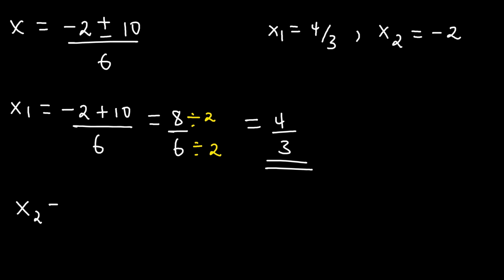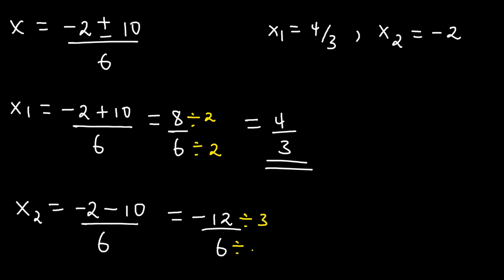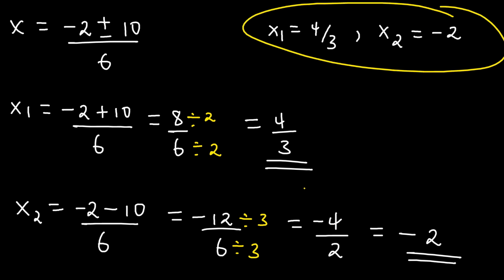And then x2 will be equal to negative 2 minus 10 divided by 6. And this will be equal to negative 12 divided by 6. And then 12 and 6 are divisible by 3. So we shall divide this by 3 and also divide this by 3. Negative 12 divided by 3 will give us negative 4. And then 6 divided by 3 is 2. And so we shall get negative 2. Therefore, we get the same answers. So that's how you can solve quadratic equations by factoring and by using the quadratic formula.